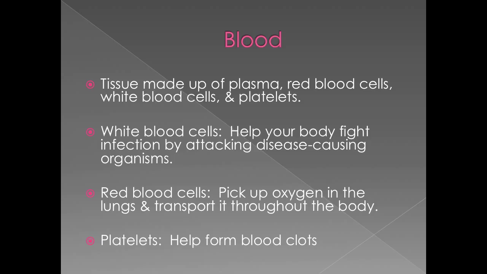With blood, you've got tissue that's made up of plasma, red blood cells, white blood cells, and platelets. White blood cells help your body fight infection by attacking disease-causing organisms. White blood cells are mainly talked about with the immune system, because the immune system is where your body fights off diseases. So the white blood cells are part of the immune system as well.